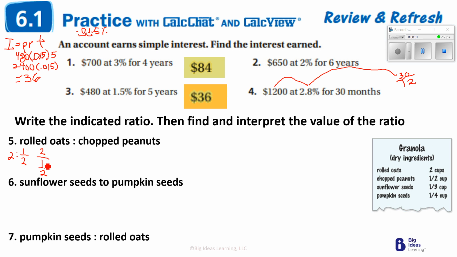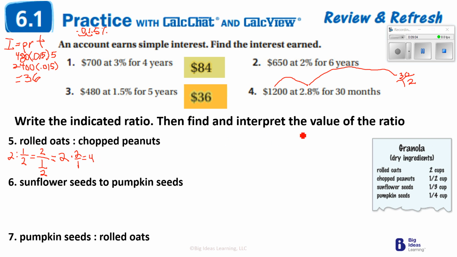We have to use keep, change, flip for this, right? So this is going to be equal to 2. Instead of dividing by 1/2, we'll multiply by, remember, we keep the top number the same, keep. Change, which means we change from division to multiplication. That's what the dot is. And then we flip the second one. So this would be 2 over 1. And this is going to be 4.